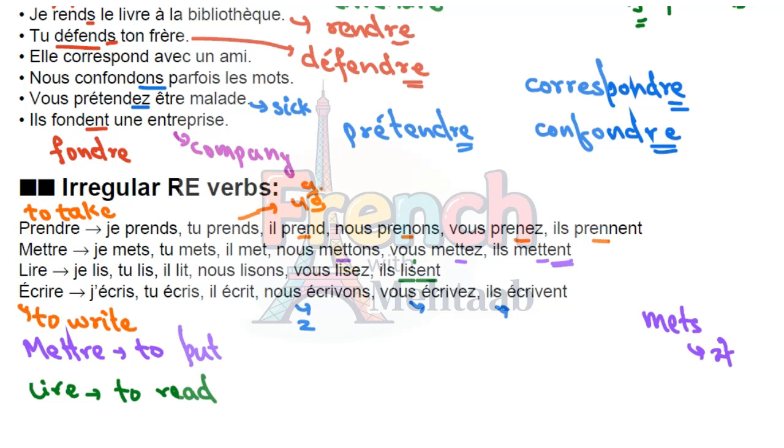So this is all about the RE ending verbs. Today we are done with ER, IR and RE ending verbs, regular, and we have also taken some examples of the verbs which are irregular in the conjugation. So that's it.